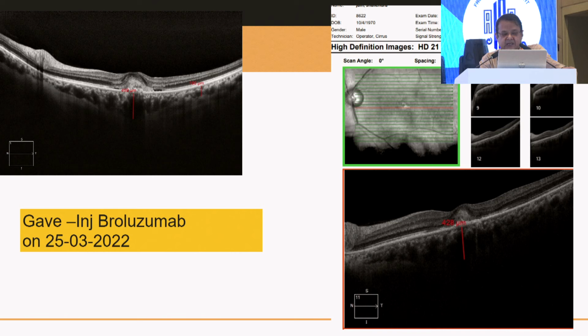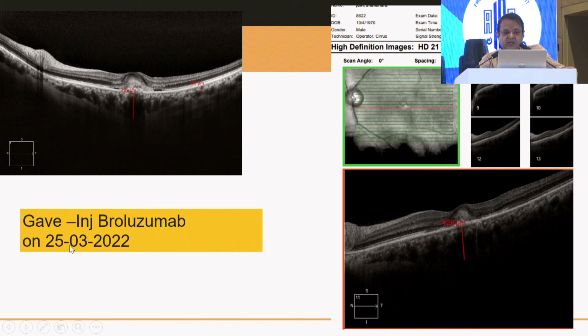And what Ritesh was talking about, in which patient do you inject in cases of CSR? If you can label this patient as chronic CSR, after 3 months, you can give a stronger anti-VEGF, that is brolucizumab or aflibercept.